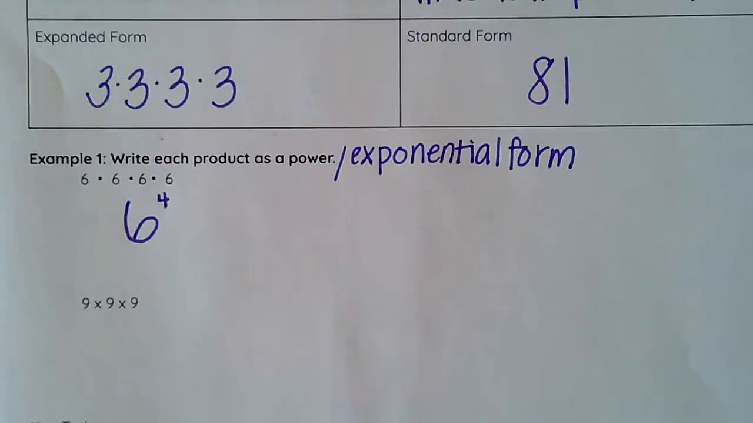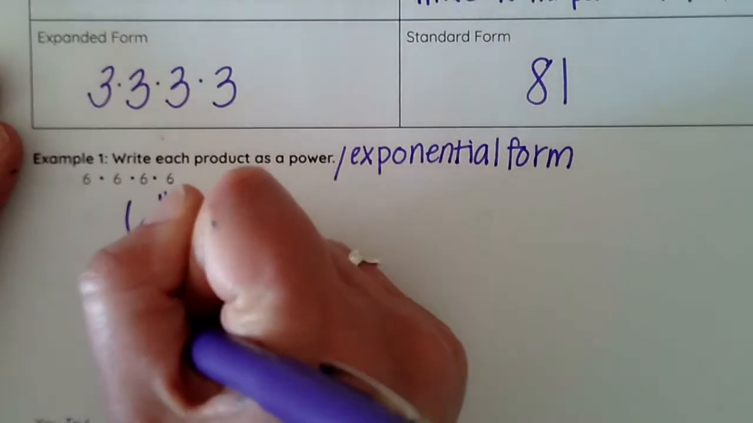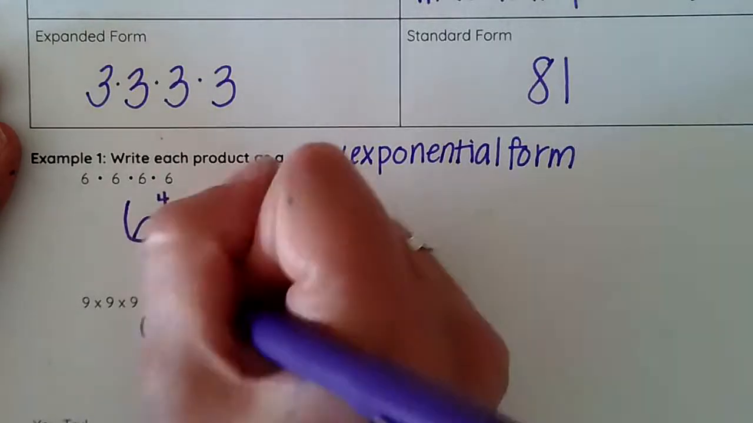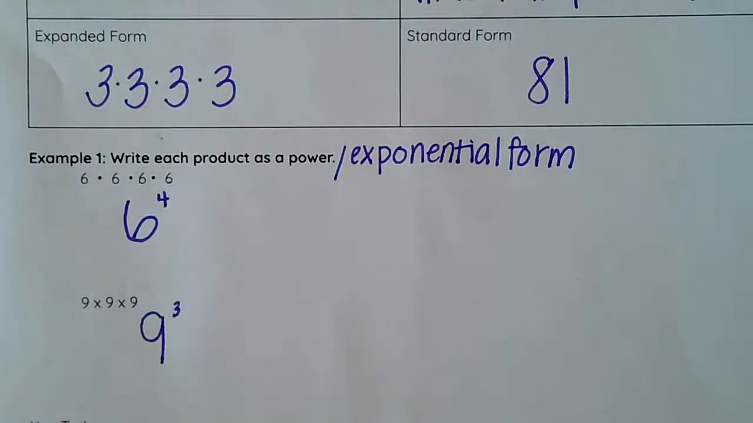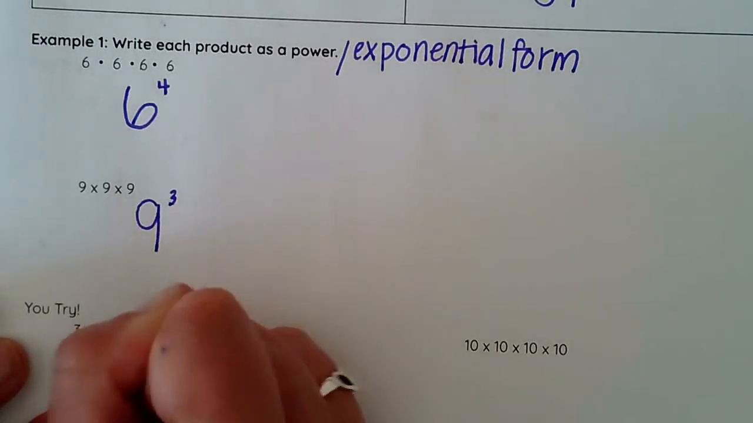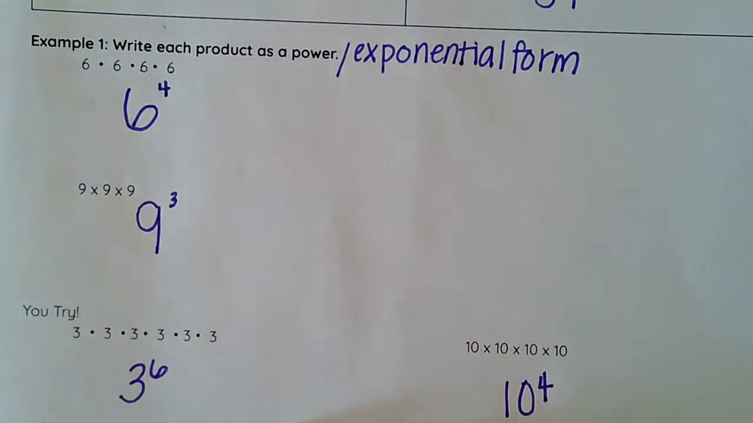Let's try one more example here. We've got 9 times 9 times 9. Again, the 9 is what's being multiplied, so that's our base. Because it's being multiplied 3 times, our exponent will be 3. All right, so we've got 2 example problems down here. Why don't you pause the video and try those now? All right, so as you hopefully saw, this would be 3 to the power of 6, and this would be 10 to the power of 4.